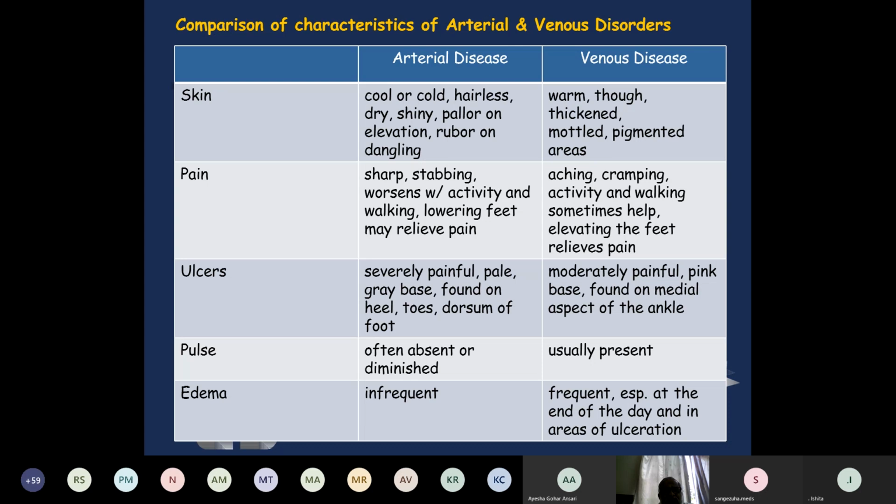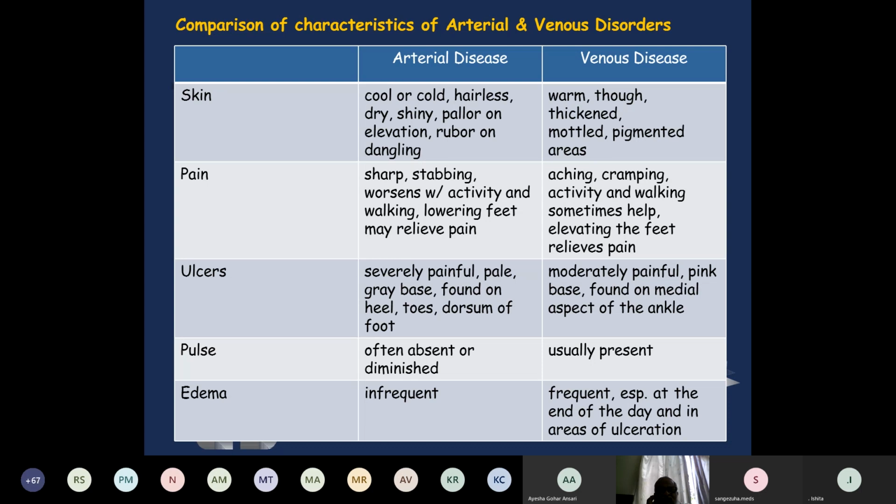As far as pain is concerned, in arterial insufficiency, it is sharp, stabbing, and worsens with activity and walking. Resting the foot may relieve the pain. While in venous diseases, pain is aching, cramping, activity and walking sometimes help, and elevation of the affected limb leads to near total relief of symptoms and signs.